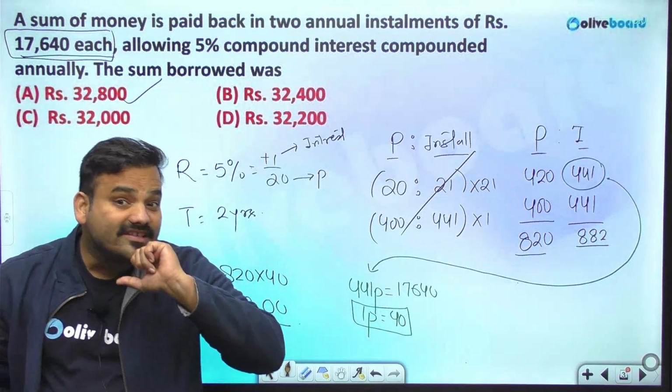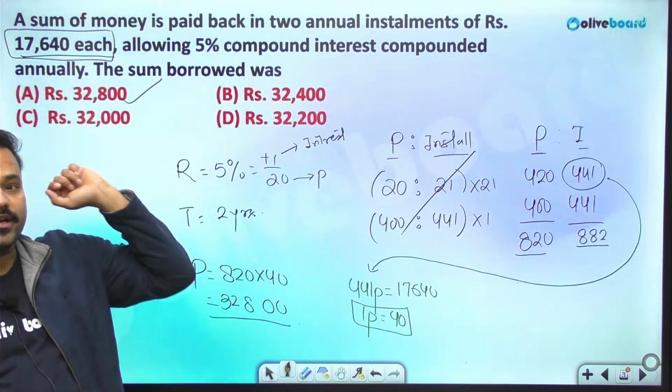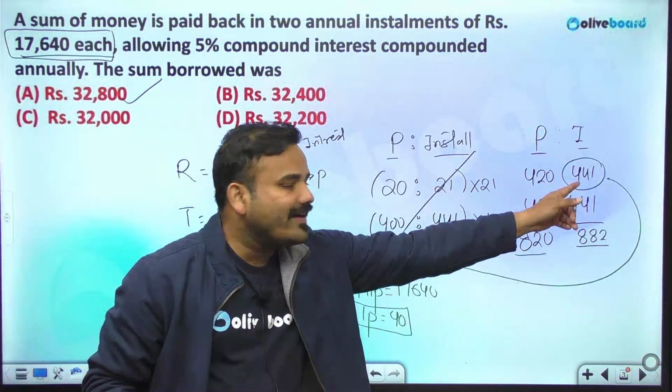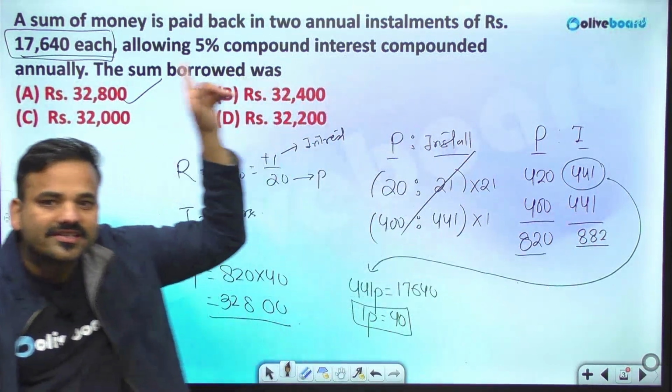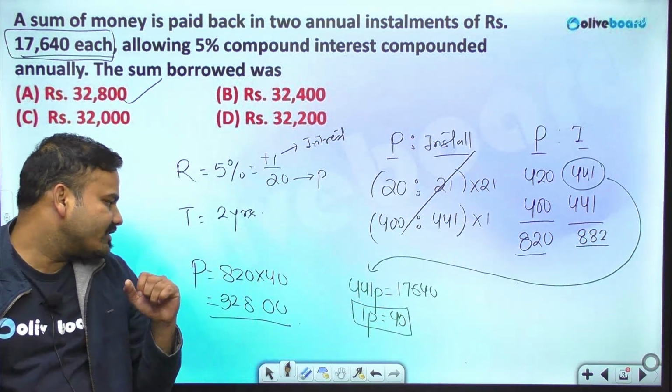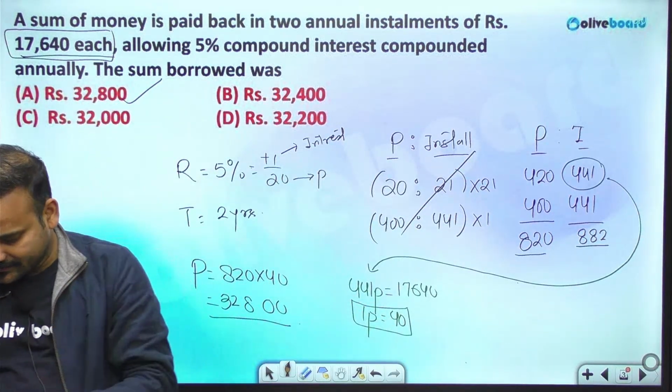So the value of each installment was the same, that is 17,640. So I'm making it equal. This 441 is the value of each installment, which according to the question is 17,640. So 1 unit will be 40, and 40 into 820 is what? 32,800. Is it clear?